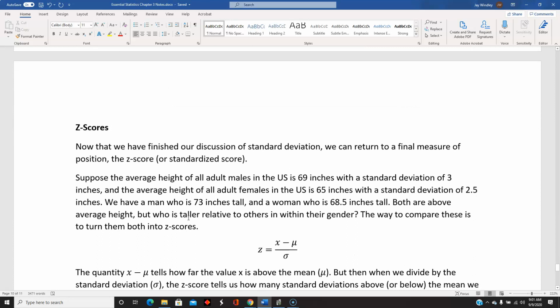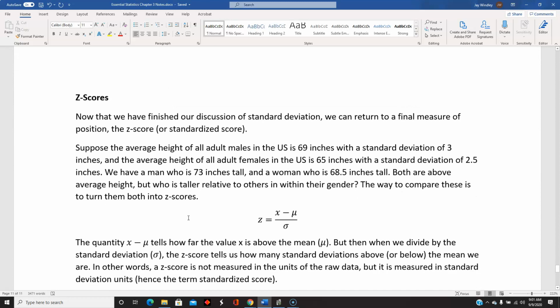And now that we've talked about standard deviation, we can talk about one more measure of location or measure of position, which is the z-score, sometimes called a standardized score. So here's an example. Suppose the average height of all adult males in the US is 69 inches with a standard deviation of 3 inches. And the average height of all adult females in the US is 65 inches with a standard deviation of 2.5 inches. I like using those data sets quite a bit. We're going to see that in another chapter a lot.